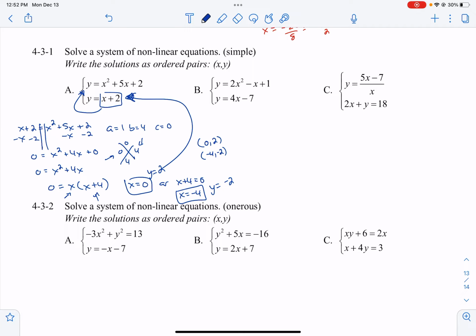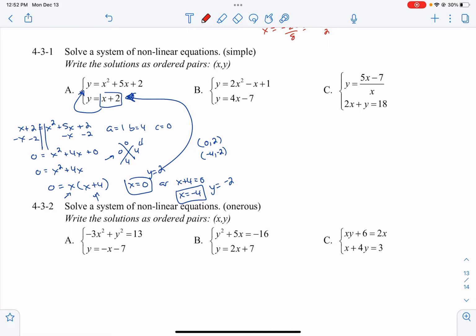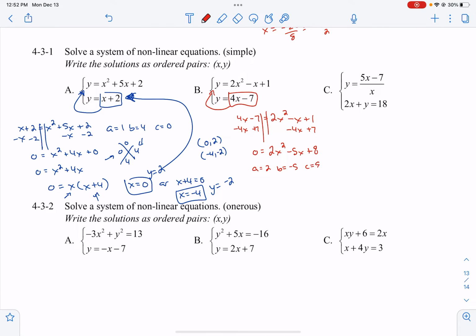All right, part B. We'll go ahead and leave part A where it is for now. Part B, same idea. I'm going to take 4x minus 7, and plug it in right there. So I get 4x minus 7 equals 2x squared minus x plus 1. And then I'm going to minus 4x from right here, and add 7 to that 1. So I get 0 equals 2x squared minus 5x plus 8. So let's do the quadratic formula this time. A equals 2, B equals -5, C equals 8.